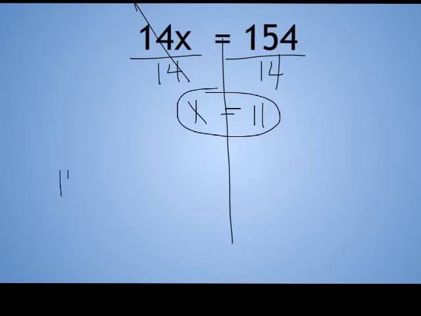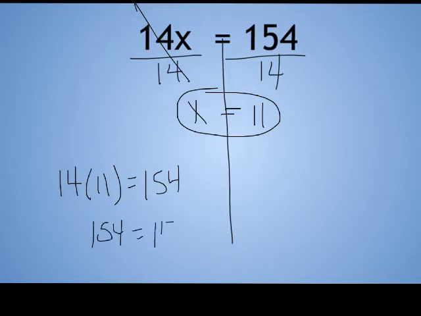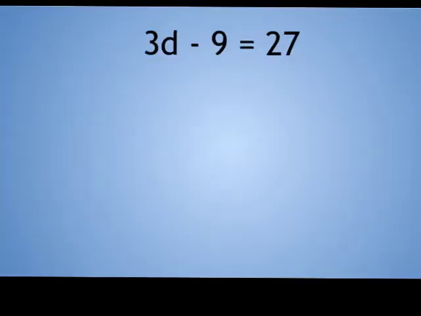You check your solution by plugging in 11 for x and then putting into your calculator 14 times 11, and sure enough you get 154 equals 154. That's a check mark because we got it right.